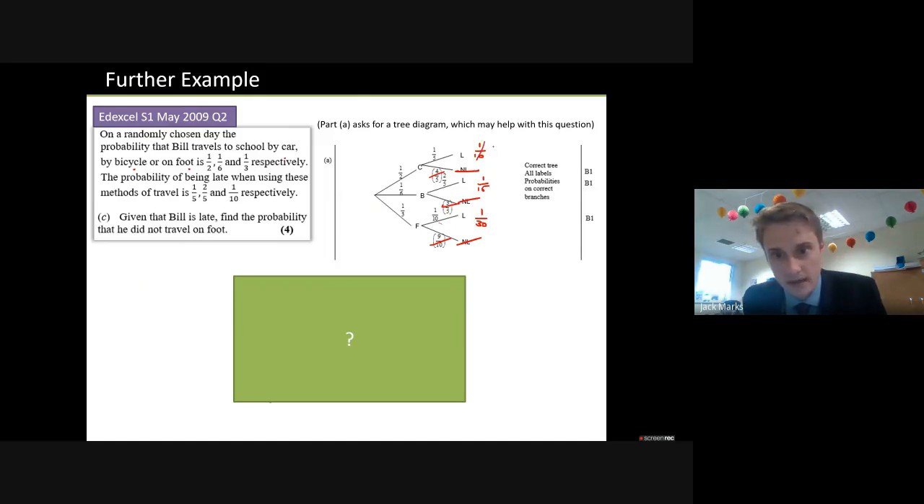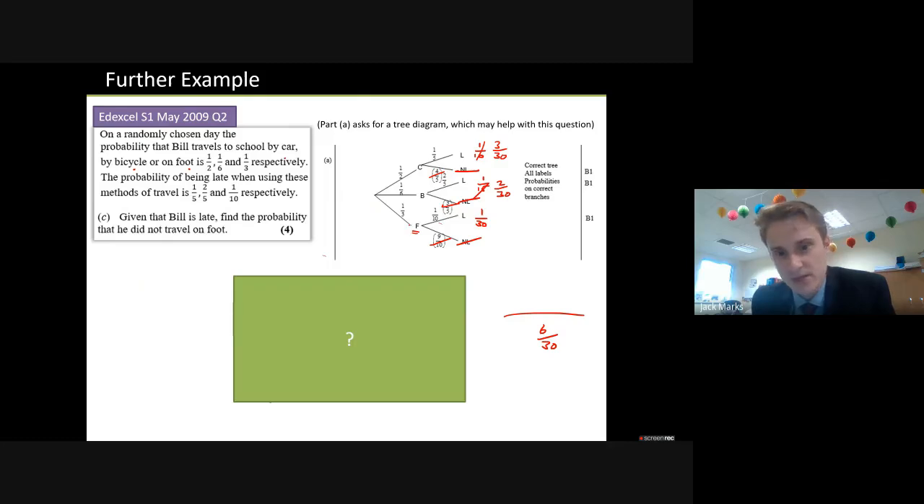I suppose we could make that 3/30, 2/30, and then we've got the same base. So the denominator that I'm going to be talking about, given that he is late, is going to be out of the late situations, which is 6/30. Now what's the other part then? Find the probability that he did not travel on foot. Foot is this one here.